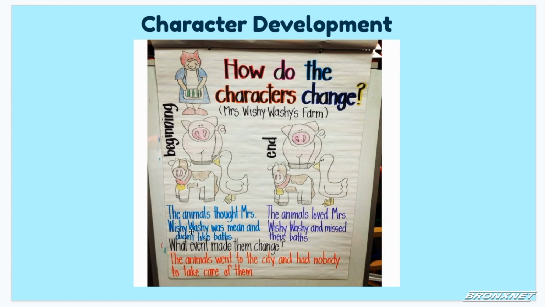So if you look at our example here, we will see that in the beginning the animals thought Miss Wishy-Washy was mean and didn't like baths. But how did that character change? By the end, the animals loved Miss Wishy-Washy and missed their baths. So we could see how they started thinking one way about the character and then they thought another way about the character. So they themselves, the pigs, their thoughts changed, their character changed.